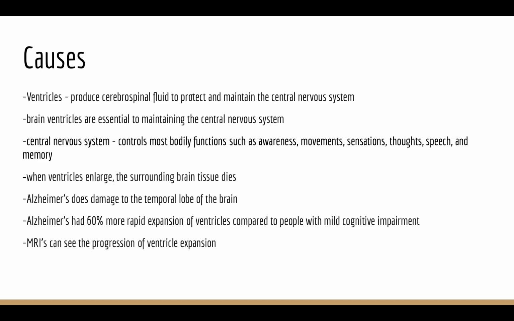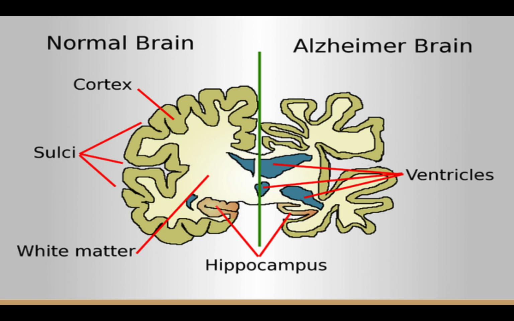So Alzheimer's does damage to the temporal lobe of the brain, and then when it gets worse, it moves on to other parts of the lobes and also does damage there. So the brain ventricles are essential for maintaining the central nervous system. And as you can see here, the ventricles in the Alzheimer's brain are a lot bigger versus the normal brain. They're a lot smaller. It's the blue part right here. So yeah, it's destroying the brain matter in the Alzheimer's brain.